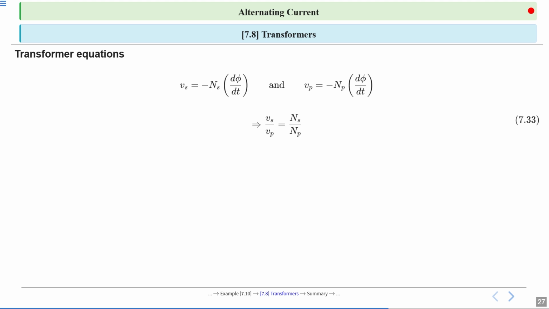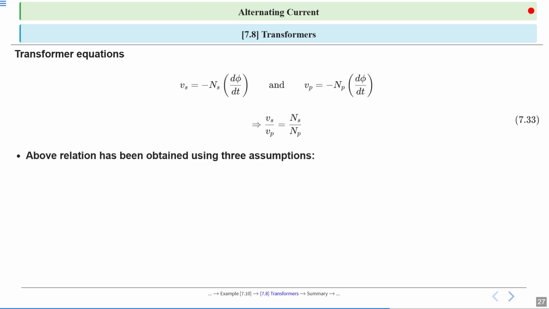Okay, so voltage across any coil is directly proportional to the number of turns of that coil. So if the number of turns of the coil is more, the voltage across that coil will be more. So if we want to increase the voltage, we have to make the secondary coil with more number of turns than the primary coil. And if we want to decrease the voltage, we have to make the secondary coil with fewer turns than the primary coil. Got it? So Vs upon Vp equal to Ns upon Np. That means voltage across the coil is directly proportional to the number of turns of that coil. Mark it as 7.33 equation.